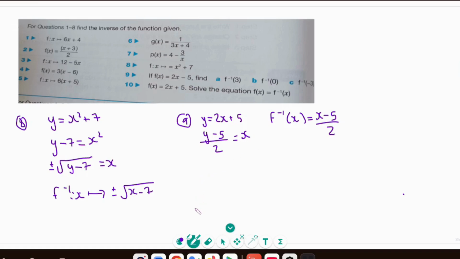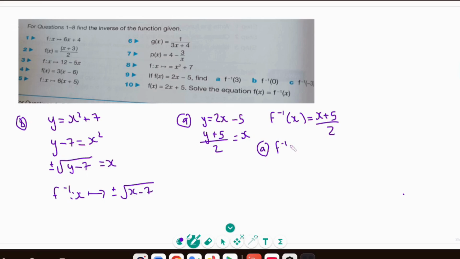I have copied the question down wrong here. That should be a minus 5 there. So plus 5, plus 5. So now we have the inverse function.